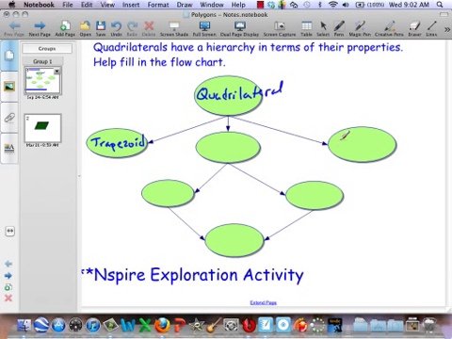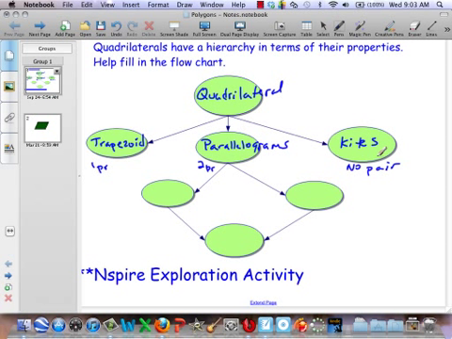Then we have the kites that have no parallel sides. And then we have parallelograms, and parallelograms have two pairs. So we have one pair of parallel sides, two pairs of parallel sides, and then no pairs. That's a good way to think about how we split up the quadrilaterals into three categories. The trapezoids have one pair of parallel sides, parallelograms have two pairs of parallel sides, and kites have no pairs.